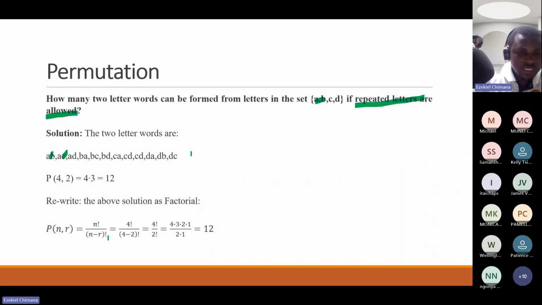What is it going to give you? 4 factorial is 4 times 3 times 2 times 1. And 4 minus 2 factorial: you first subtract, and then you get 2 factorial, and 2 factorial is 2 times 1. Take this one out, and you'll be left with 4 times 3, which is going to give you 12, just like that. So that's how you find the total number of permutations that can be formed taking r at a time.